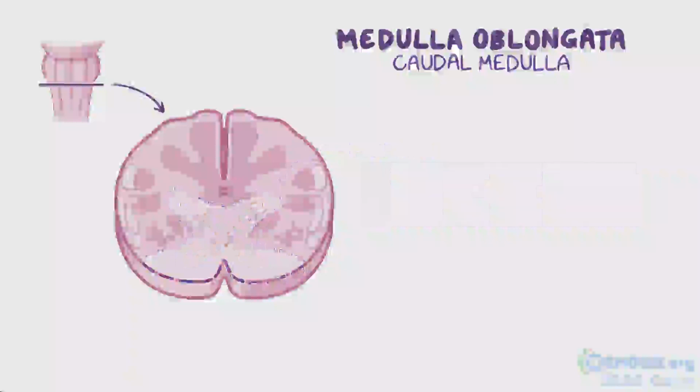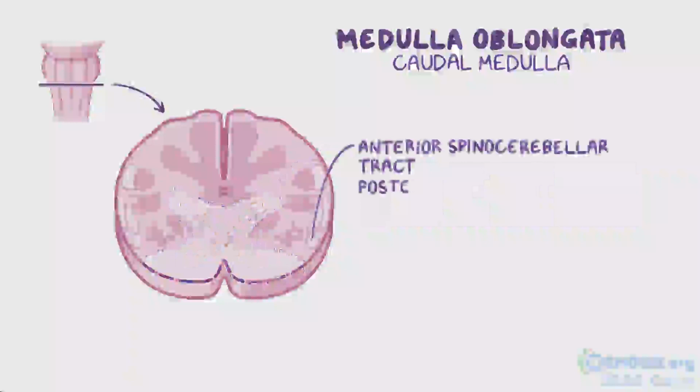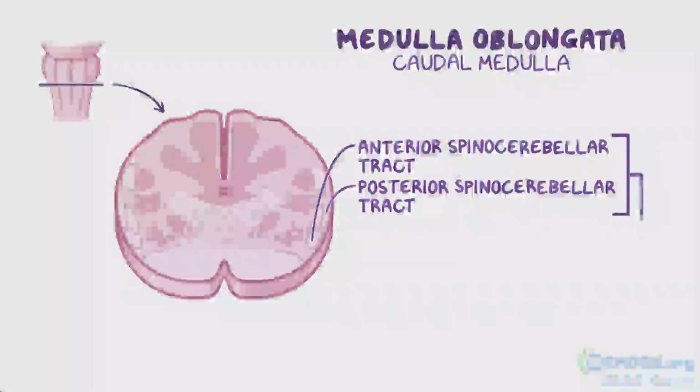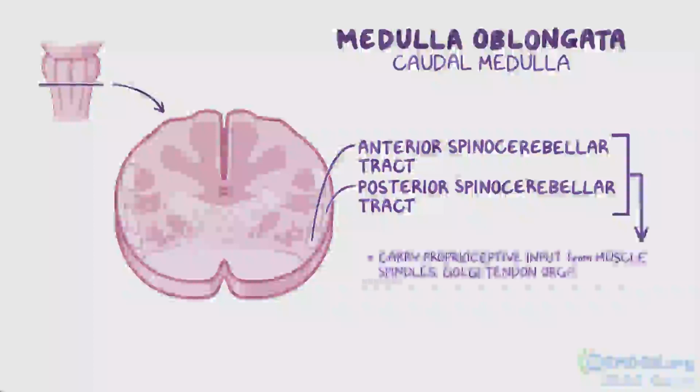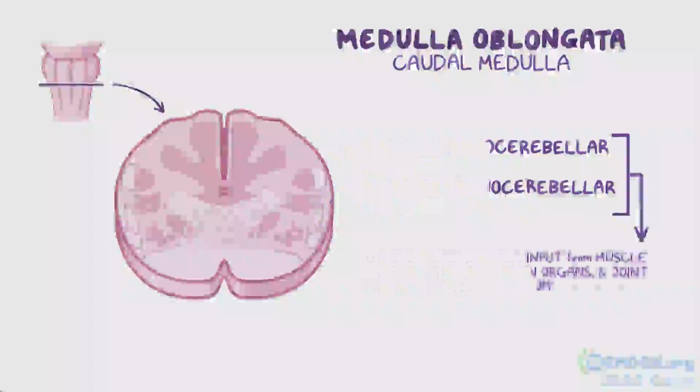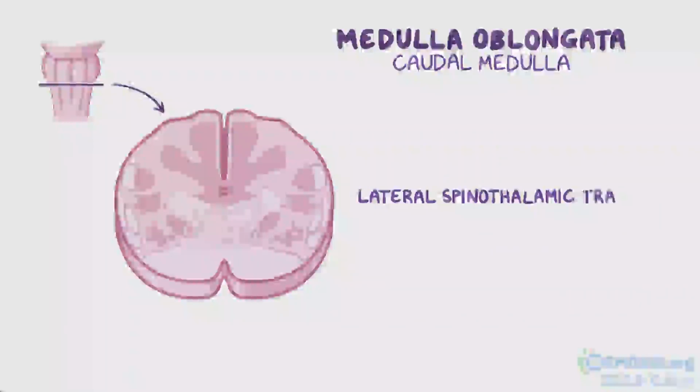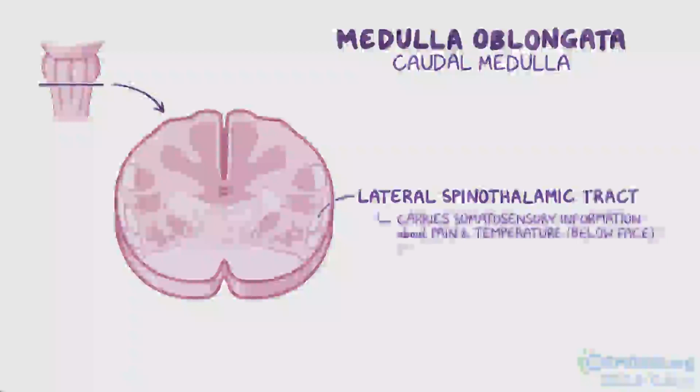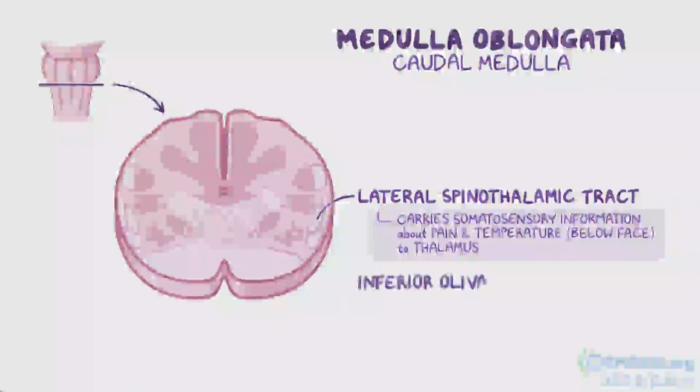Lateral to the pyramids, there is the anterior spinocerebellar tract, and behind it, the posterior spinocerebellar tract. These carry proprioceptive input from the muscle spindles, Golgi tendon organs, and joint receptors to the cerebellum. Medial to them, there's the lateral spinothalamic tract, which carries somatosensory information about pain and temperature originating from below the face to the thalamus. Between these tracts and the decussation of the pyramids, part of the inferior olivary nucleus can be seen.